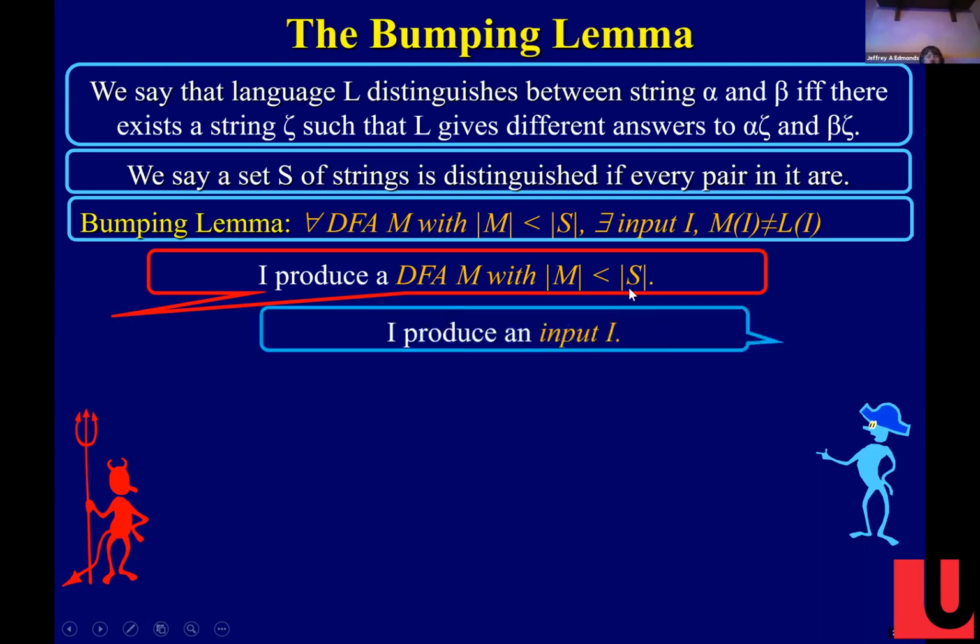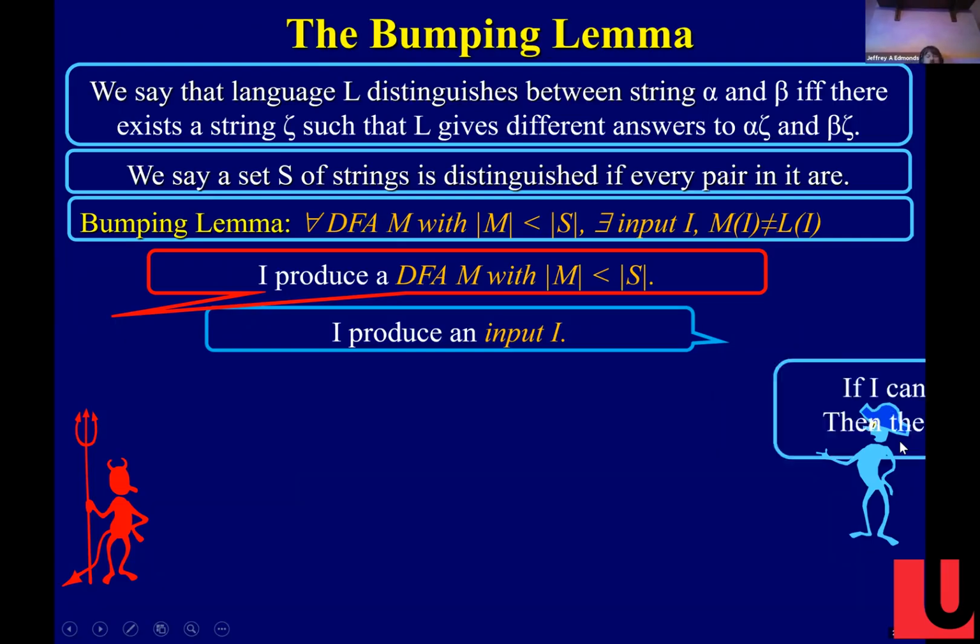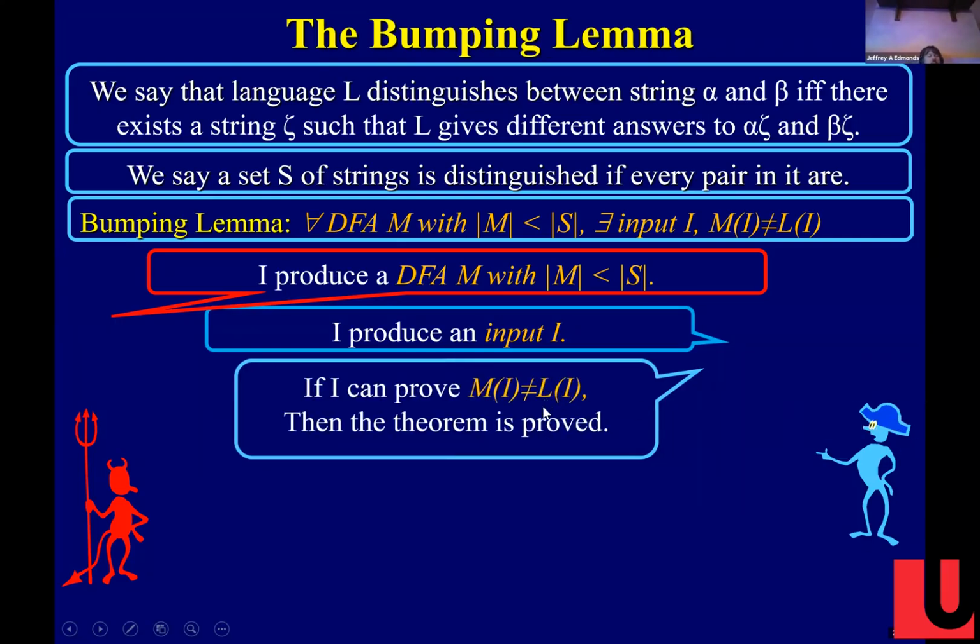Then I have to come up with an input, and I win if your machine gives the wrong answer for this language on my input. Everybody understand the game? What is the M there? The M is the DFA machine. We want to prove that for every DFA M, where M has fewer states.